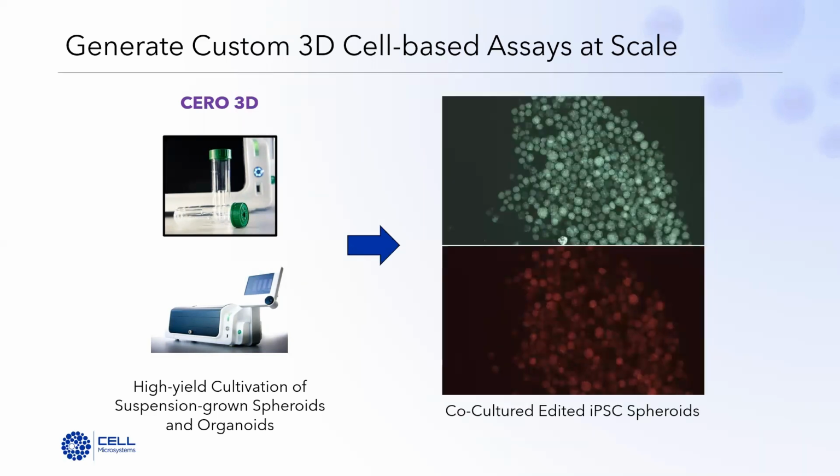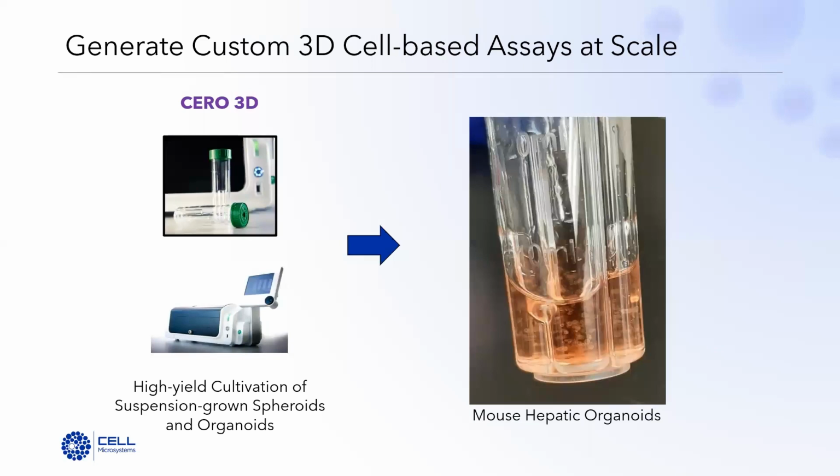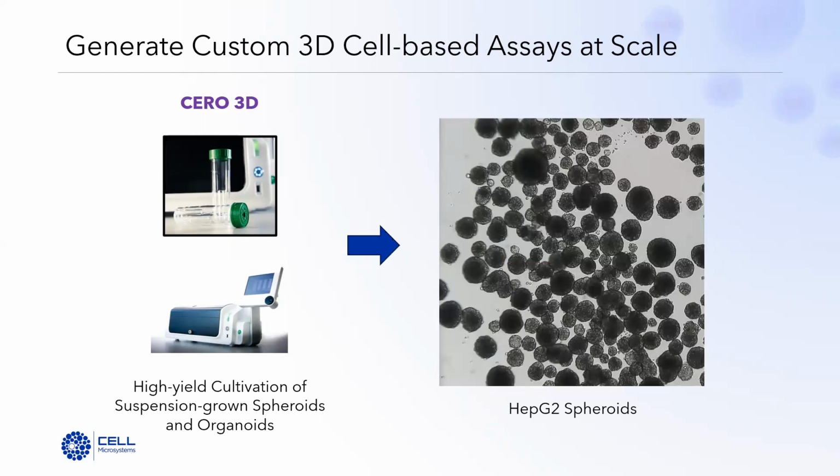We've co-cultured 2 different lines of edited iPSCs into spheroids. We've also grown adult stem cell-derived organoids in bulk. So here you're looking at mouse hepatic organoids that you can see there in suspension. And then, of course, we've tested many different cancer cell lines for your cancer spheroid models. Now, these bulk propagated cultures can be used for population-level screening and analysis. But what if you're interested in investigating this heterogeneous population on a single organoid or spheroid level?